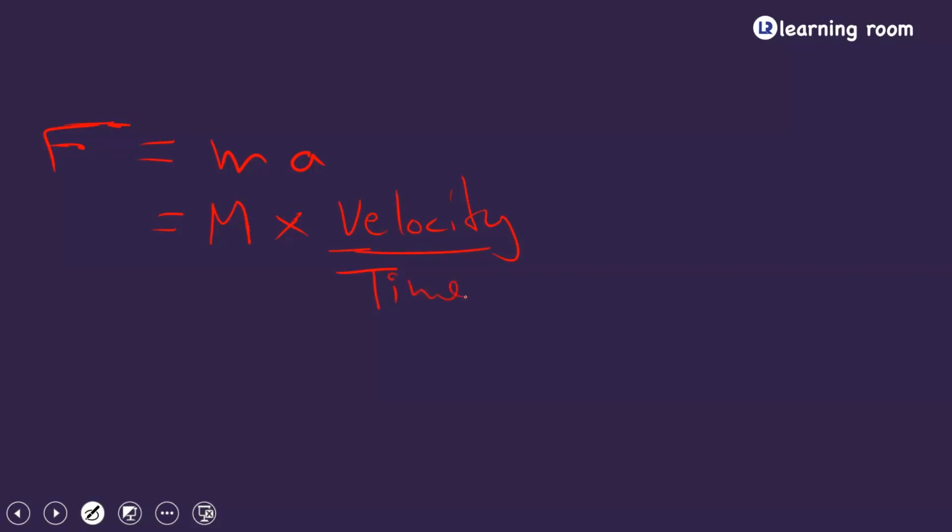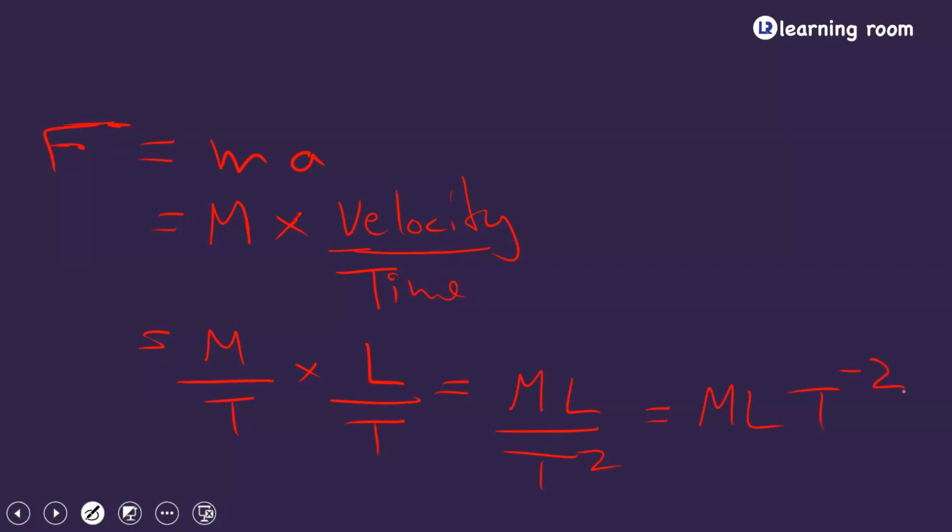Understood? But what is velocity? Distance by time. So there is this time, and velocity is again length by time. Can you write it together and tell me what it will be in terms of M, L and T? M L T minus 2. Correct. ML by T square, which is nothing but M L T raised to minus 2. Do you know this concept of minus 2? Are you aware?